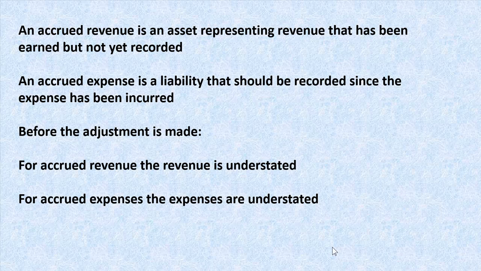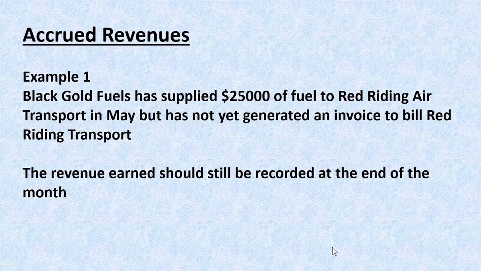If we don't make the adjustments, then accrued revenues would be understated if we didn't make an entry, and expenses would be understated if we didn't make these adjusting entries. So let's have some examples.